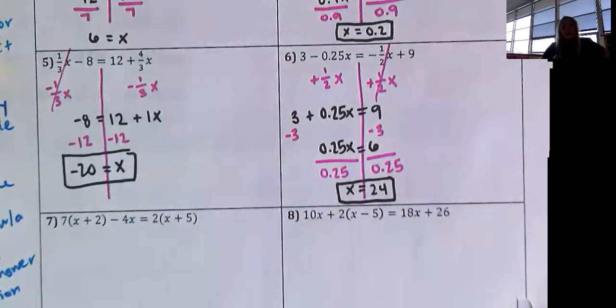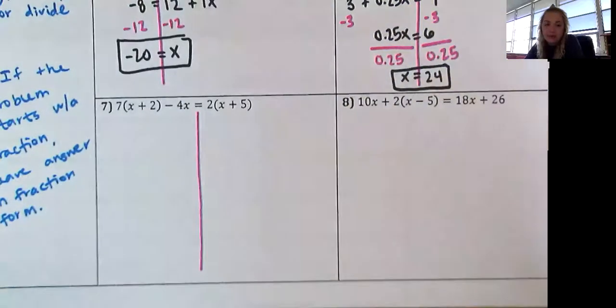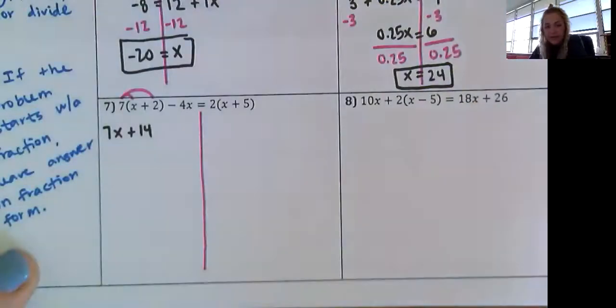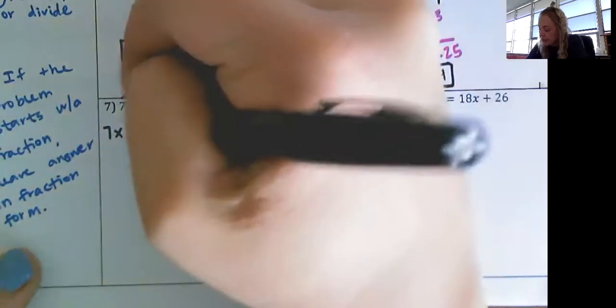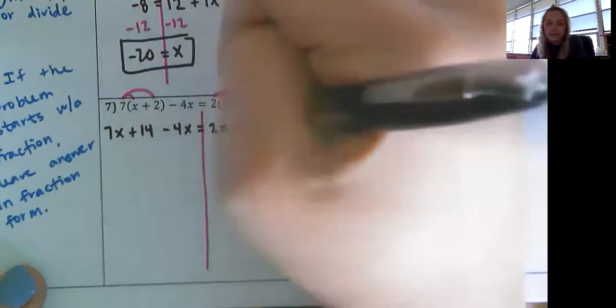All right, how do I do a problem where there is distribution? Let's look at this. Separate the two sides. And remember, the first step is always distribute. So I'm going to distribute over here. 7 times x, 7 times 2. And I have 7x plus 14. And then remember that minus 4x, I don't distribute to that because it's not inside the parentheses. So I'm just going to write minus 4x. On the other side, I need to distribute 2 to x, 2 to 5. When I do that, I get 2x plus 10.